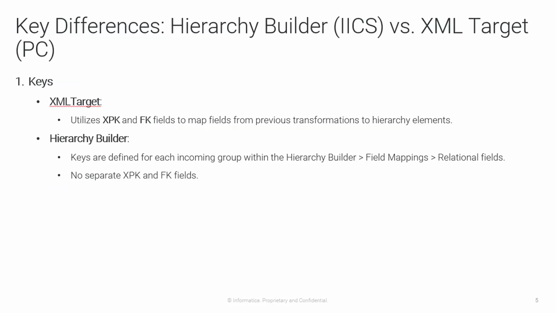Coming to the key differences between these transformations, the first thing is keys. In XML target, you use these XPK and FK fields to map from the previous transformations to the hierarchy elements, whereas in hierarchy builder, you need to define keys for each incoming group. If there are multiple incoming groups, for each group you need to configure proper keys, based on which it will establish the relationship. There will not be any separate XPK and FK fields, unlike what you see in XML target.